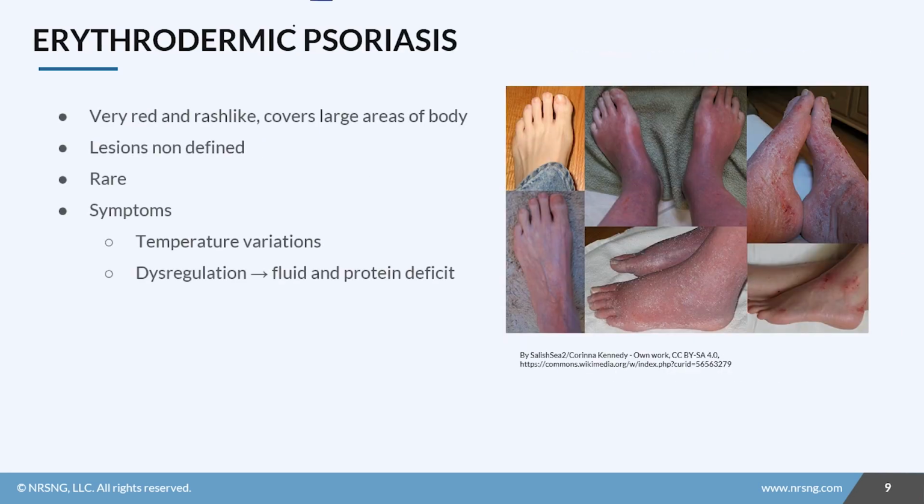Erythrodermic psoriasis is the most rare and the most dangerous form of the disease. It appears as a very red rash that's going to cover large areas of the body instead of just the patches that usually occur with psoriasis, and the lesions aren't defined. Notice how it's covering all of the skin on this foot instead of just a patch. These patients might have variations in their temperature, and dysregulation of the skin will cause fluid and protein deficits. This type can occur in patients that suddenly stop treating the disease, and then it kind of backfires and this will happen.